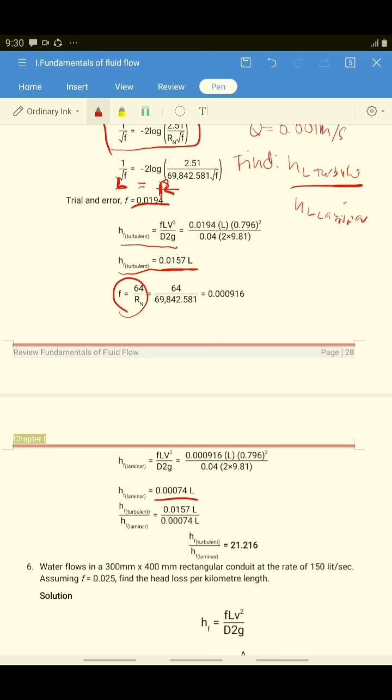So for the turbulent flow, if you're going to express this in percentage, what's going to be the value? So for the head loss for turbulent flow, it is just equal to 1.57% of its length. So that's it. That is how you are going to interpret it.